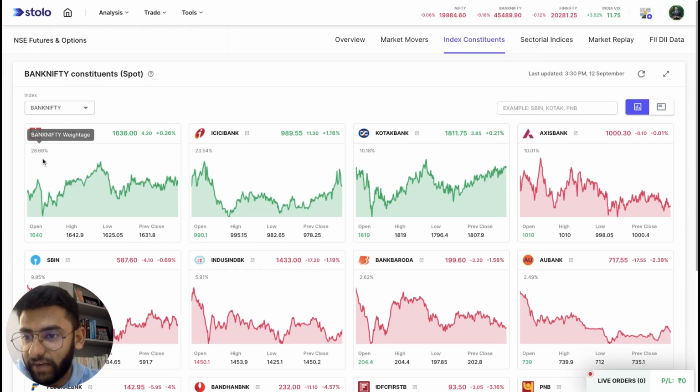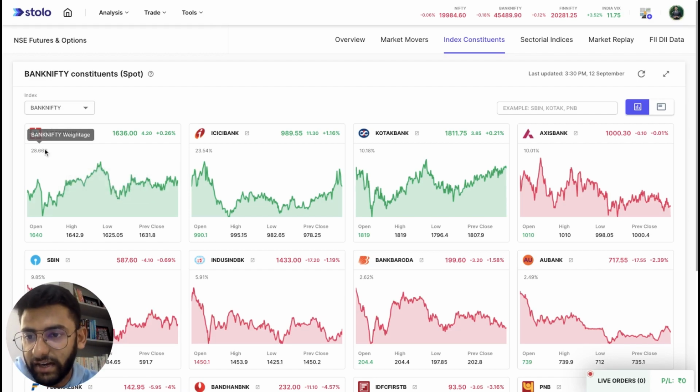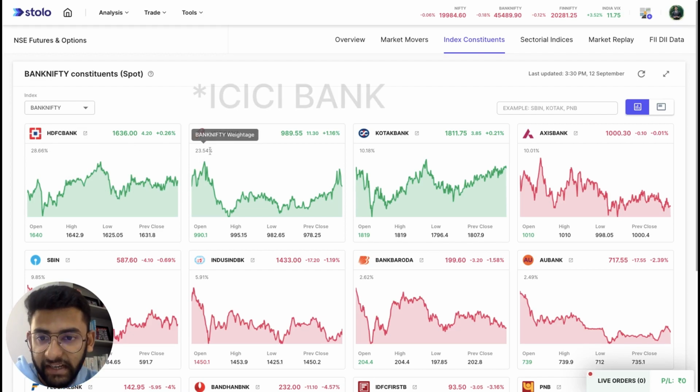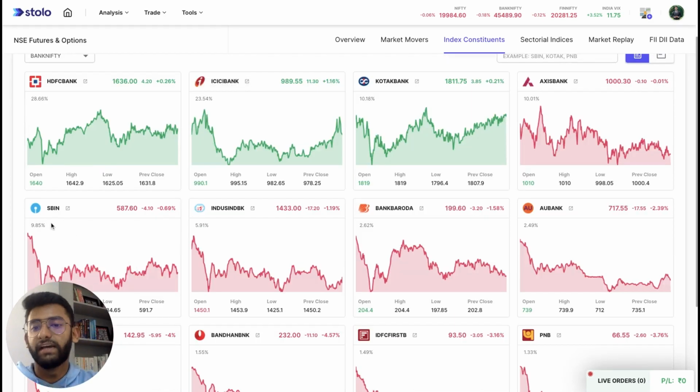That is a Bank Nifty weightage. Here, for example, I've selected Bank Nifty as the index. Of the Bank Nifty index, we have put out all the stocks that are part of it, right? For example, here HDFC has a weightage of 28.66%. We have ICICI at 23%, Kotak 10%, Axis 10%, and SBI also 10%, right?